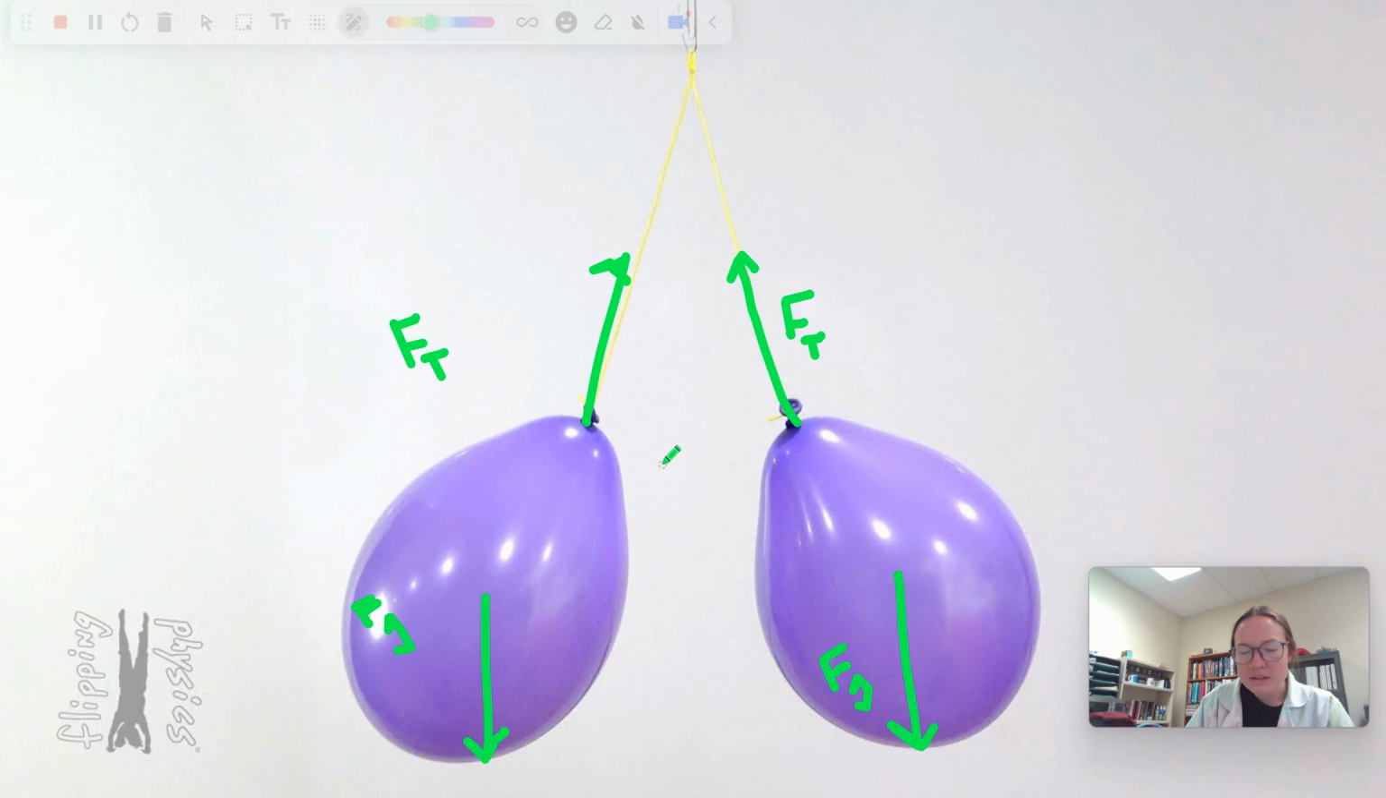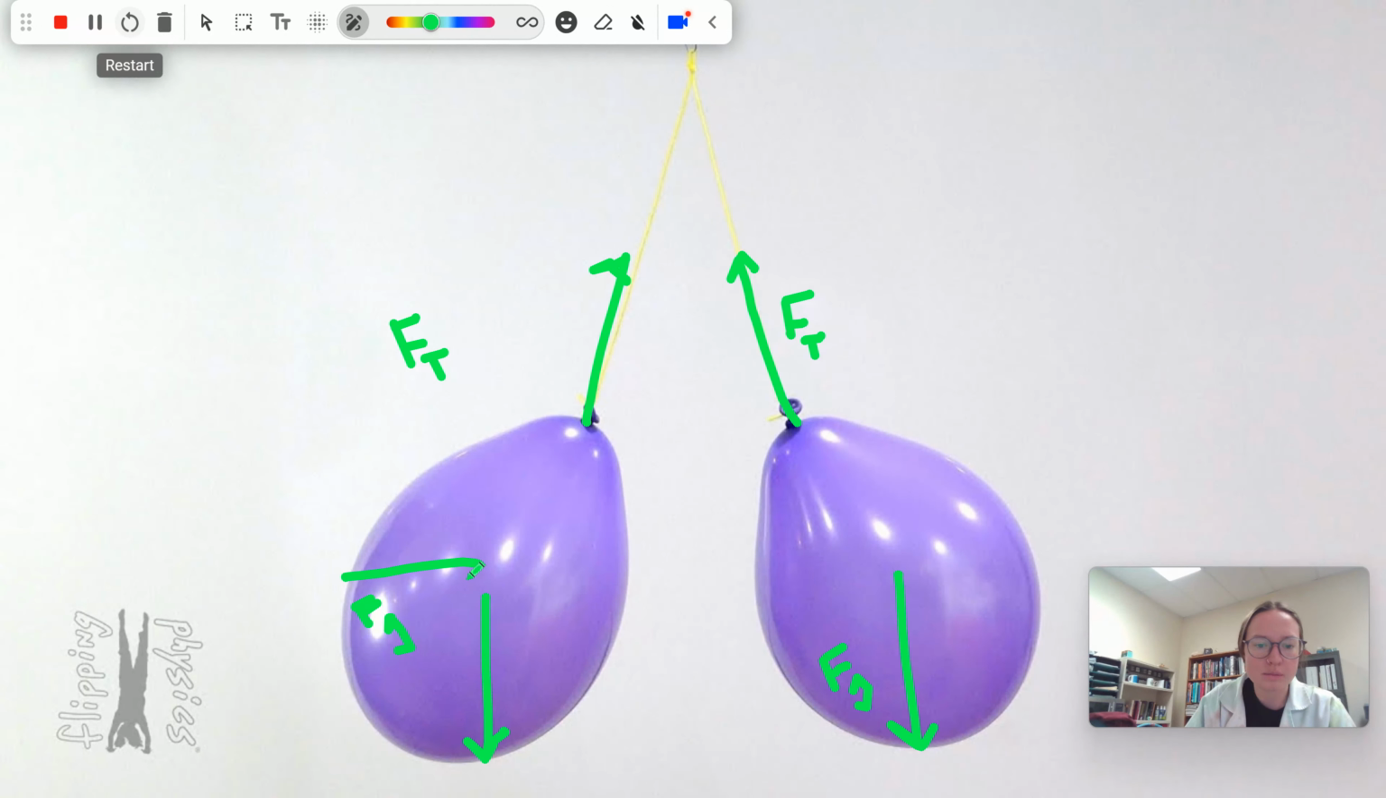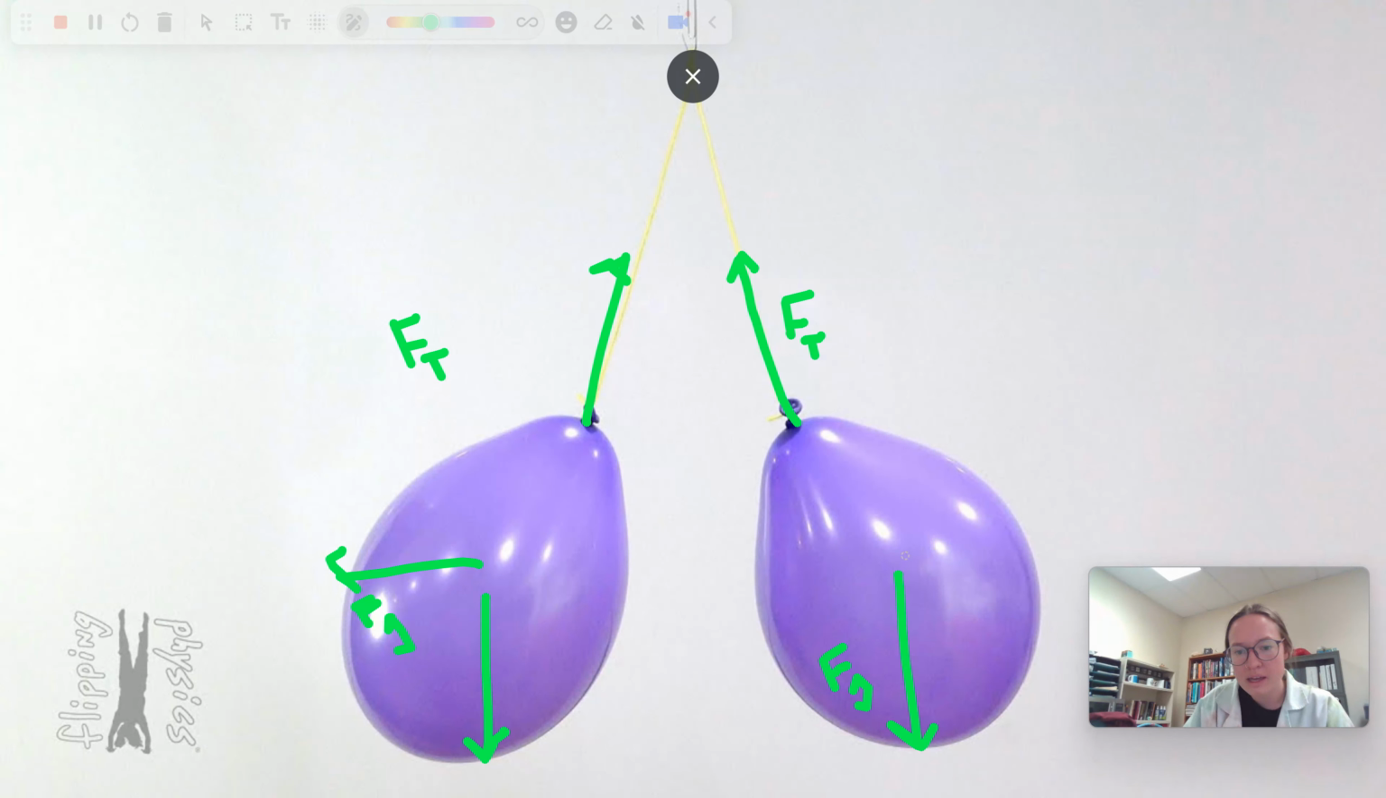But then there's another force acting on these balloons. There's a reason why these two balloons aren't just squishing together, and it's because there is a force of repulsion between them. A force that pushes this one this way, and a force that pushes this one this way.